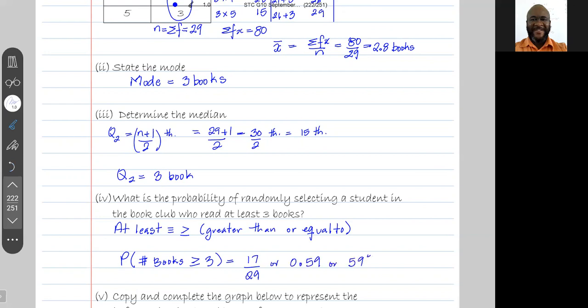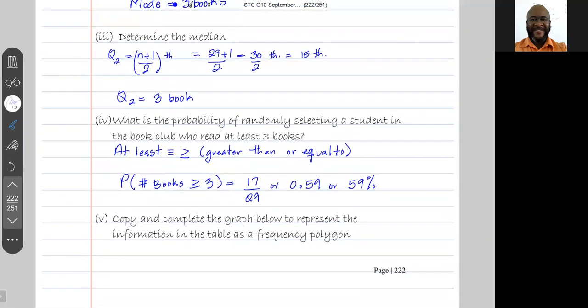I generally tend to write mine as a percentage. All right. So here, this is saying to me that 59% of the students in the book club read 3 or more books over the holiday. So you could write your probability as a fraction, as a decimal, or as a percentage.